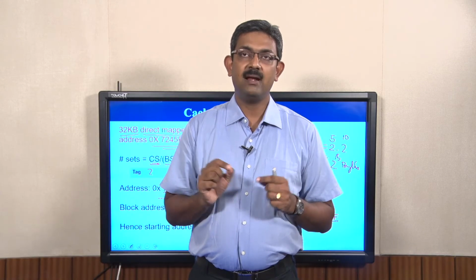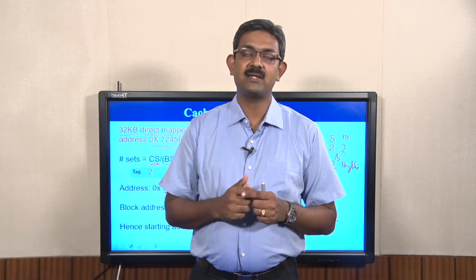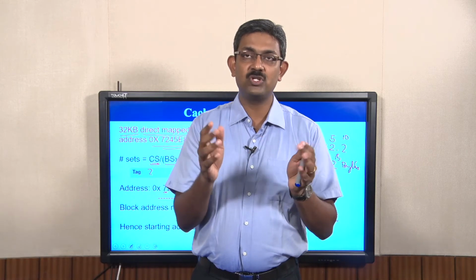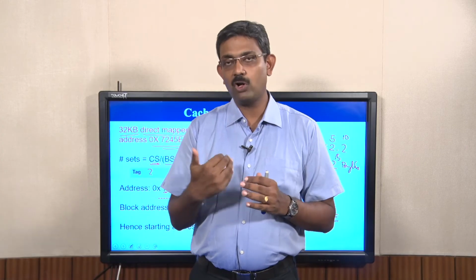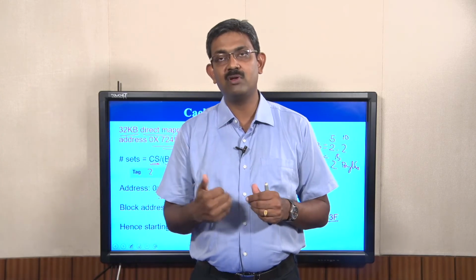In this particular question, the block size is 64 bytes. That means the bytes that are part of one block will differ only in the last 6 bits of their address. If the last 6 bits are completely 0, that is the very first byte, and then all combinations of those 6 bits will give you different bytes in the same block, ending with the last 6 bits all ones.